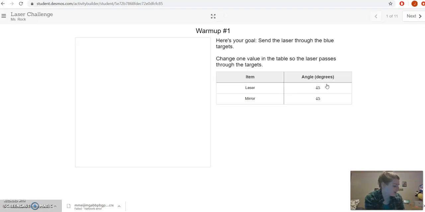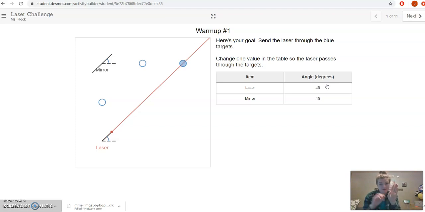So this activity for you guys is to practice angle measure. If you've ever played a game like Bubble Shoot, it's kind of like that, where you have a little gun at the bottom and it shoots out bubbles, and you can sometimes bounce it off the wall to get it to do what you want. You have your laser here and here's a mirror, and your goal is to hit all of these dots and make them all blue. You do that by changing the value of either the laser's degree or the mirror's degree.